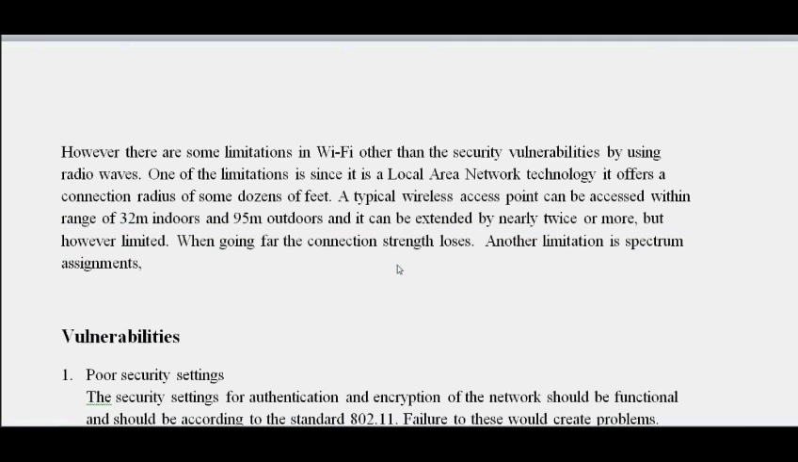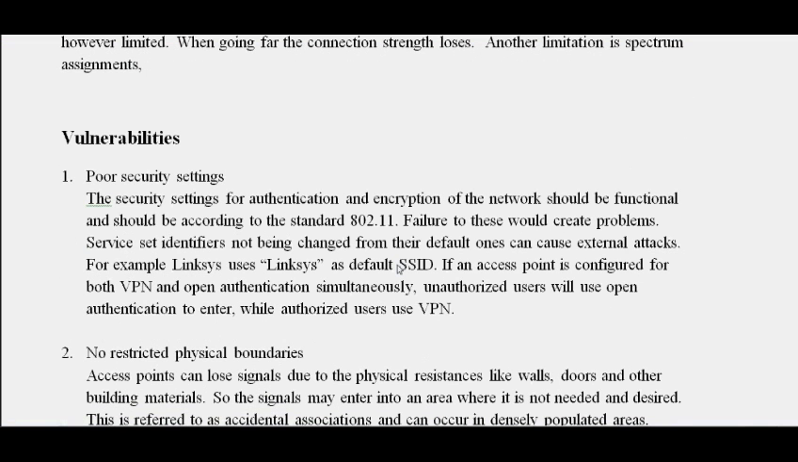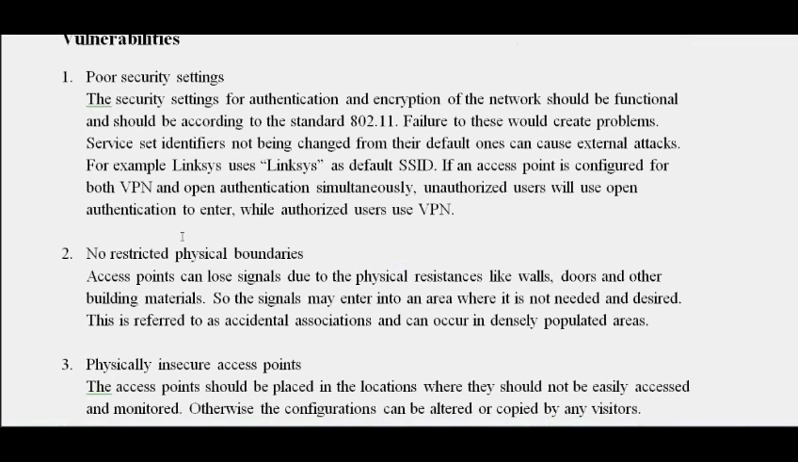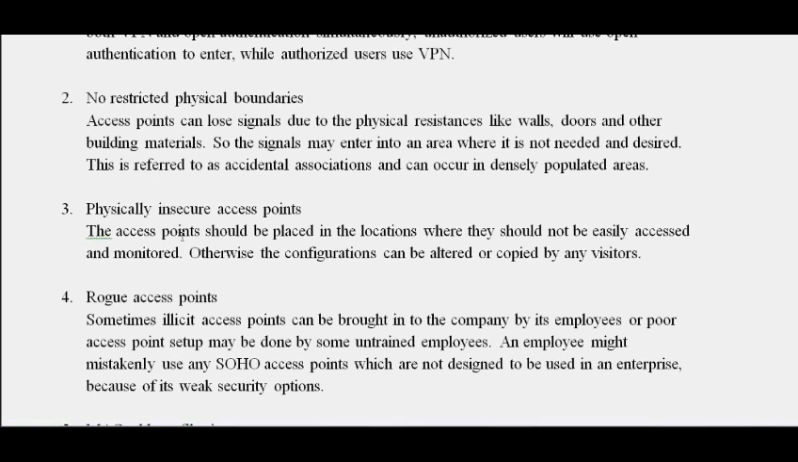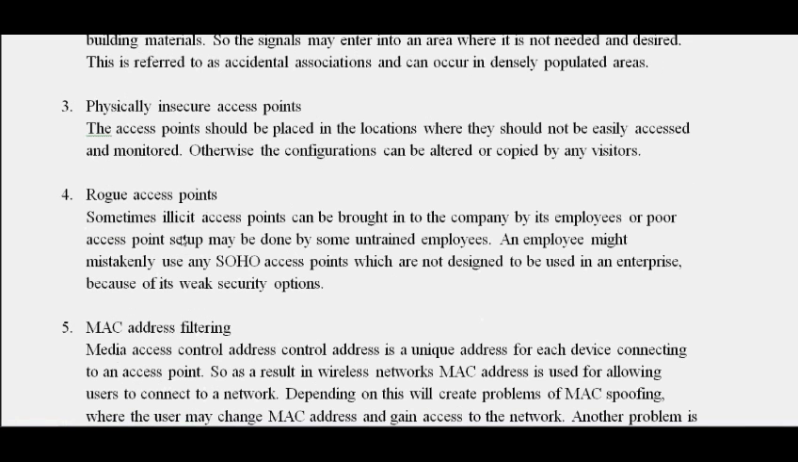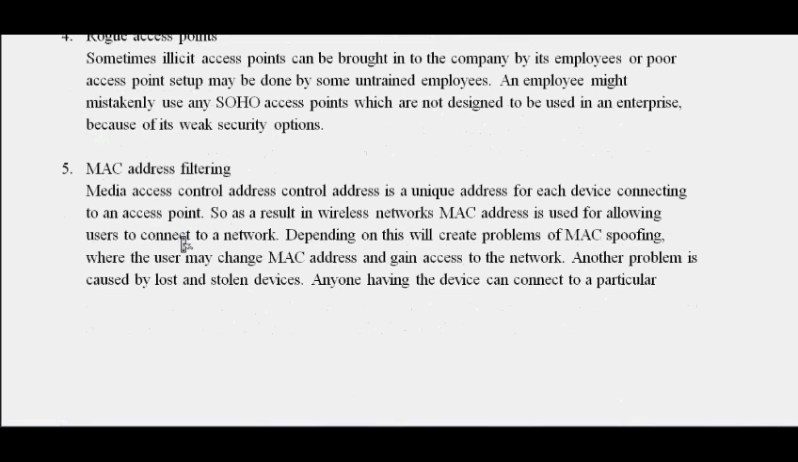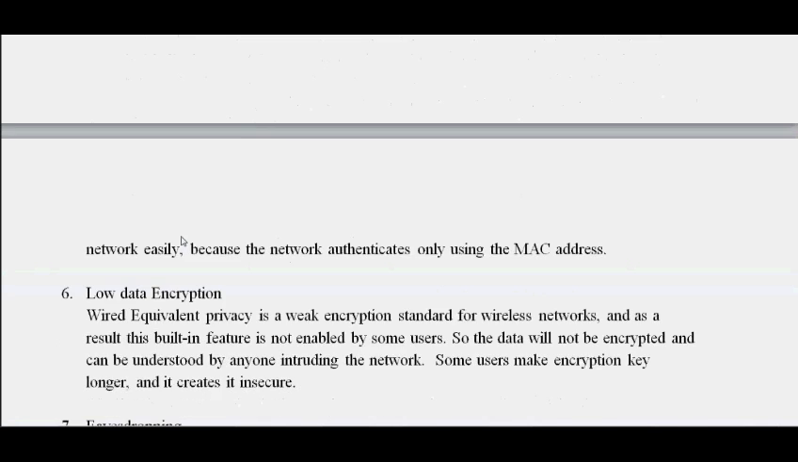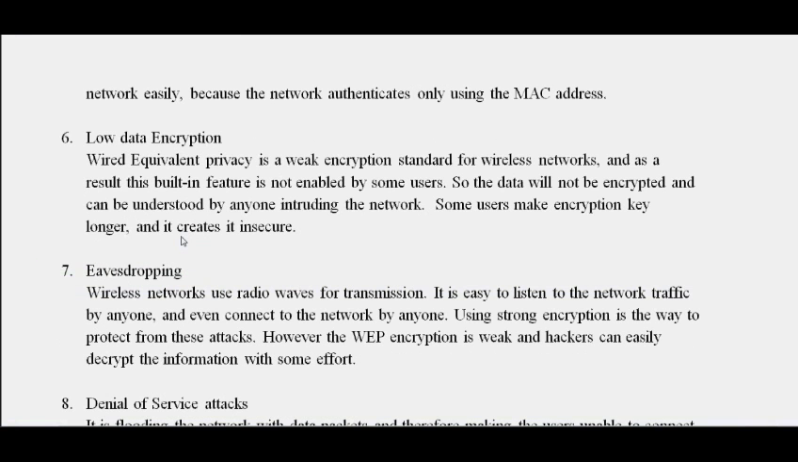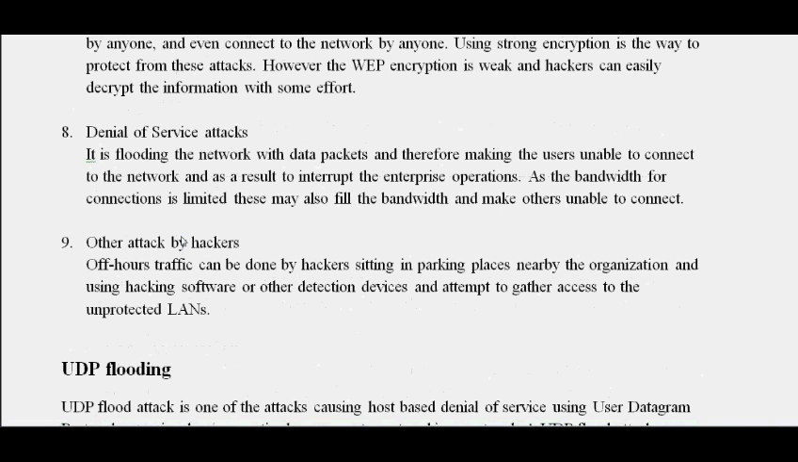So having that information behind us, let's move on to some vulnerabilities that exist in Wi-Fi networks that can be easily exploited to attack a Wi-Fi network. So these are the vulnerabilities: poor security settings, no restricted physical boundaries, physically insecure access points, MAC address filtering, low data encryption, eavesdropping, denial of service attacks, and so on.